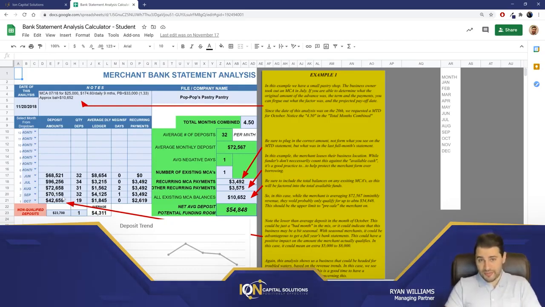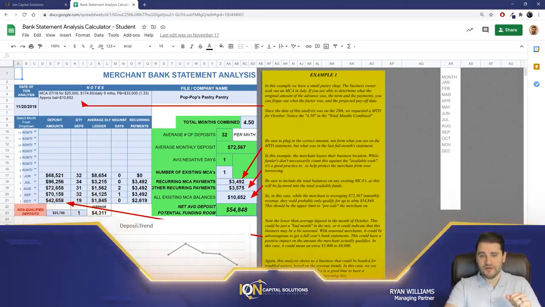You need to underwrite the file yourself. You need to understand what's a qualified deposit, what's a non-qualified deposit. You have to pay attention to payments. Are there missed payments, stop payments? Are there large wires that come in? Is there fraud? You need a tool to help you house that information to let you know if there's potential funding room.